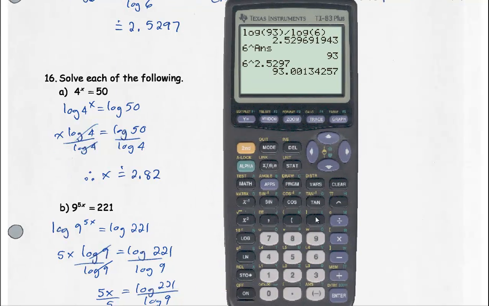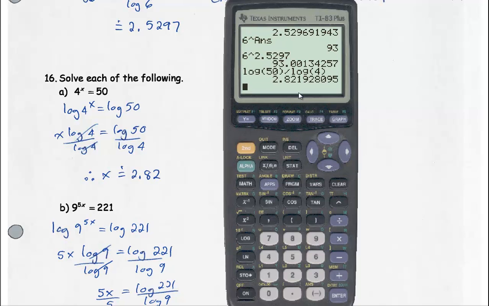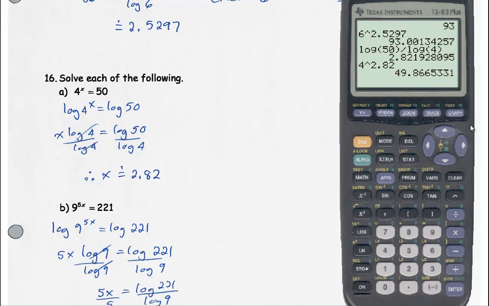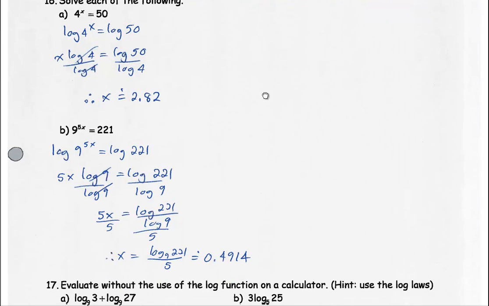And so the log of 50 divided by the log of 4 gives us about 2.82 as the answer. So 4 raised to the power of 2.82 is pretty close to 50. If we use more decimal places, we'll be even closer. For this next one here, just put the calculator over here.